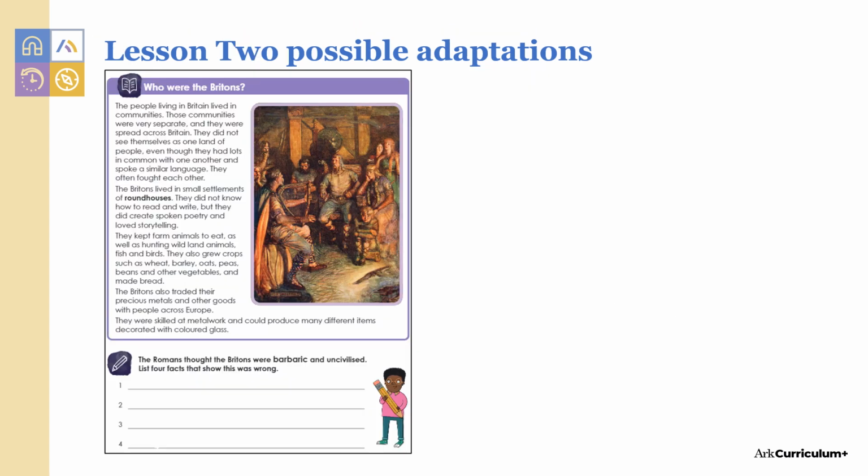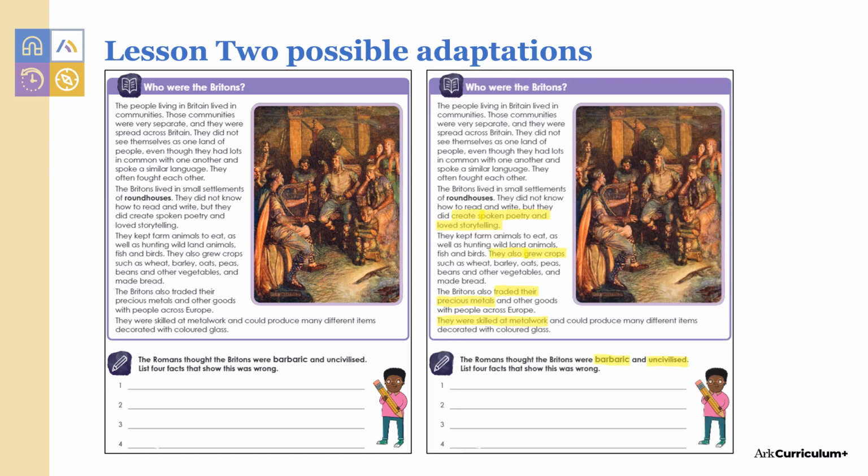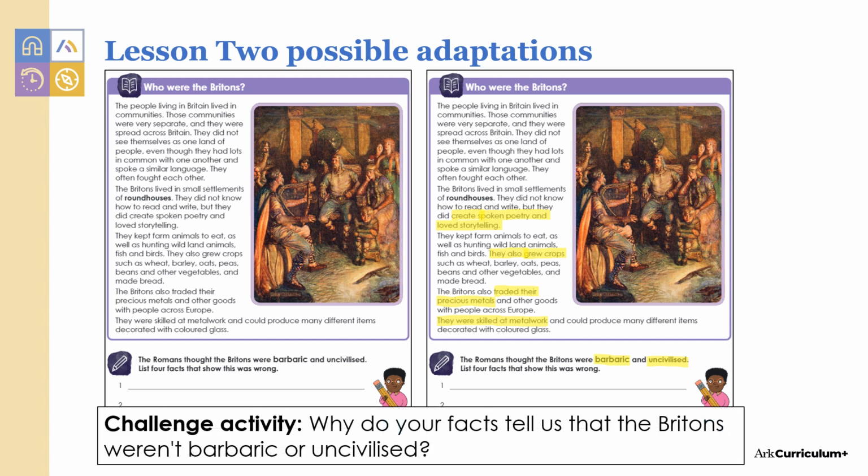For this lesson, pupils need to read the information to list 4 reasons why the Romans were wrong in thinking the Britons were barbaric and uncivilized. You may wish to spend some time defining these words to support pupils before they complete this task. You may wish to add these definitions to the corresponding slide to be referred to. To support pupils, you could highlight the key areas of text for pupils to turn into sentences and list below. To stretch pupils, you could set them a challenge activity such as, why do your facts tell us the Britons weren't barbaric or uncivilized?